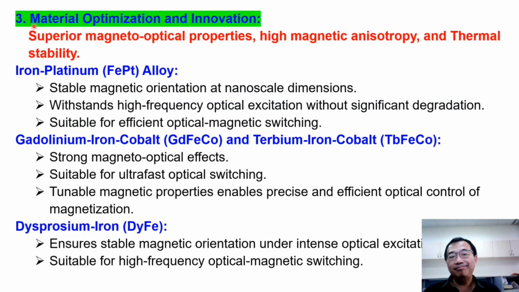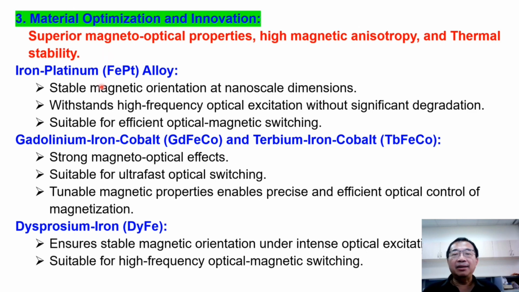3. Material optimization and innovations. The materials should possess the following properties: superior magneto-optical properties, high magnetic anisotropy, and thermal stability. Some examples are given as follows. The first one, iron platinum.